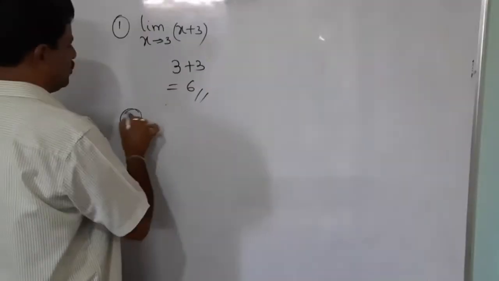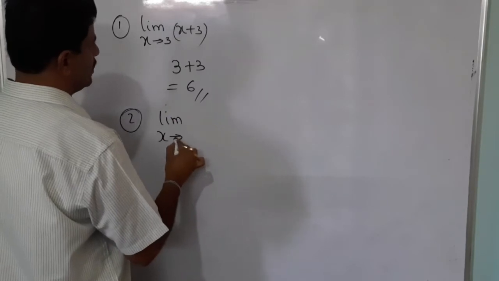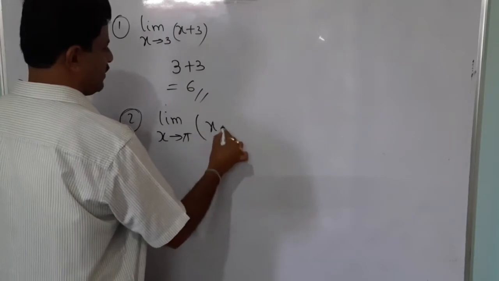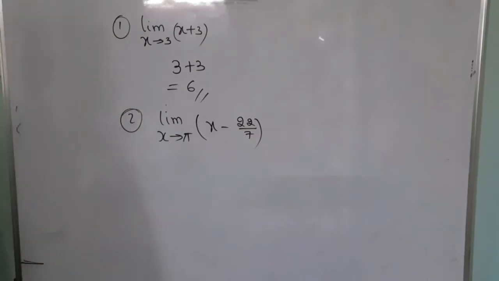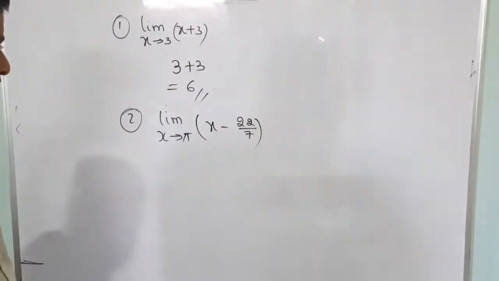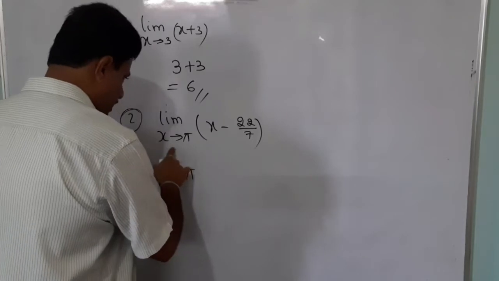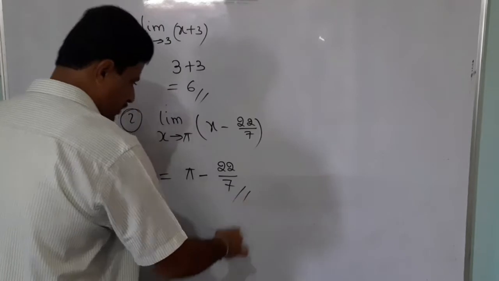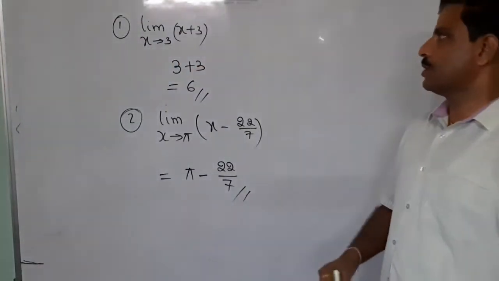ಯು ಸಿ ಯುವರ್ ಪ್ರಾಬ್ಲಮ್ ನಂಬರ್ 2. ಸೊ limit x tends to pi, x minus 22 by 7. ನೋಡಿ ಅದನ್ನ ಲಿಮಿಟ್ ಪ್ರಾಬ್ಲಮ್ ನಂಬರ್ 2. Limit x tends to pi, x minus 22 by 7. So just put in the place of x is equal to pi minus 22 by 7. Pi minus 22 by 7. Okay na? So this is problem number 2.